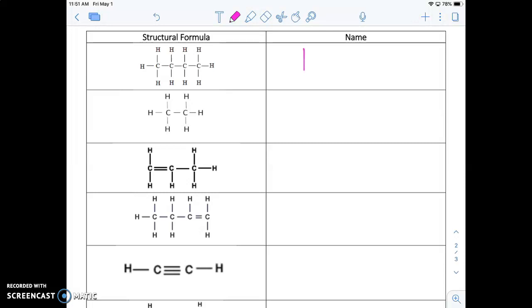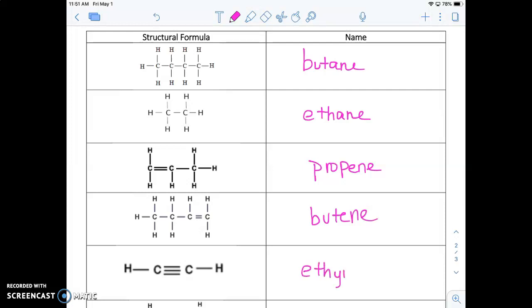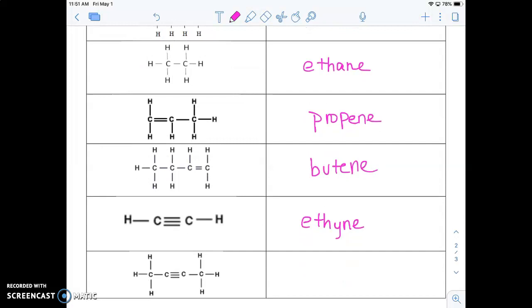All right, so this first one is butane. Second one is ethane. Third one is propene. Fourth one is butene. This one is ethyne. And the last one is butane.